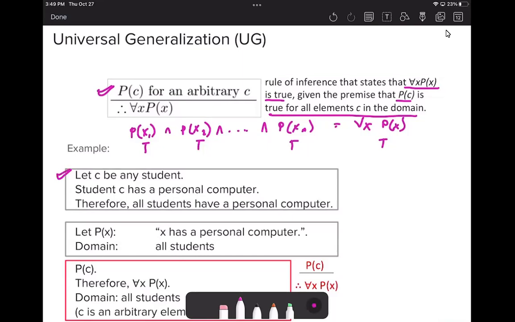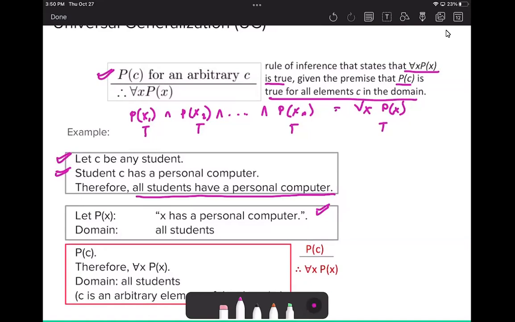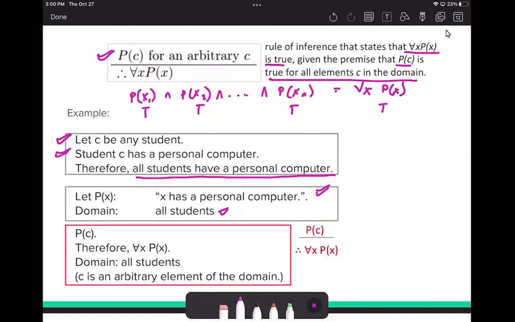All right, so we have this example. Suppose let C be any student, and the student C has a personal computer. Therefore, all students have a personal computer. So let P of x be x has a personal computer, wherein the domain of x is all students. So we have this premise, P of C. Therefore, for all x, P of x is true, given that P of C is true, wherein the C here is actually an arbitrary element of the domain.